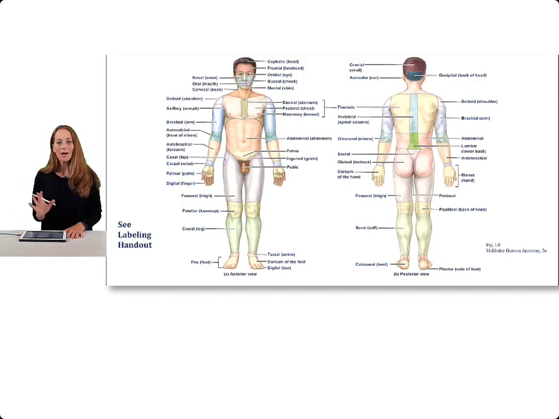I want you to pause and take a close look at this diagram, which names and locates each of the regional terms. Start with the anterior view, and you'll notice in parentheses that there's a definition of each term. So, for example, mental is the term for the chin area.